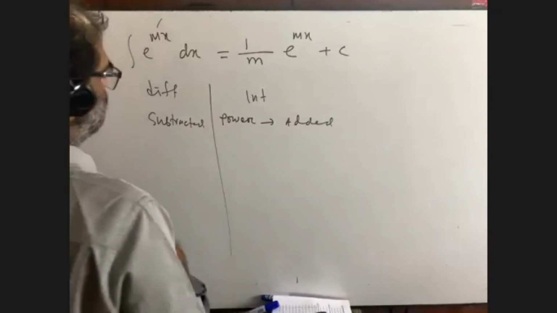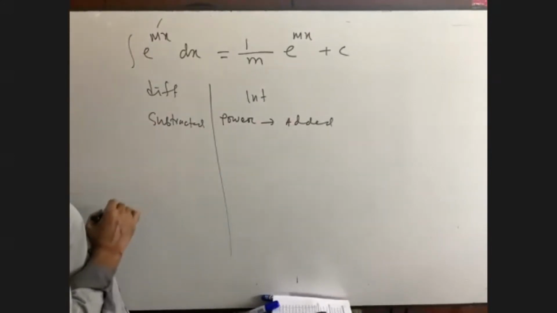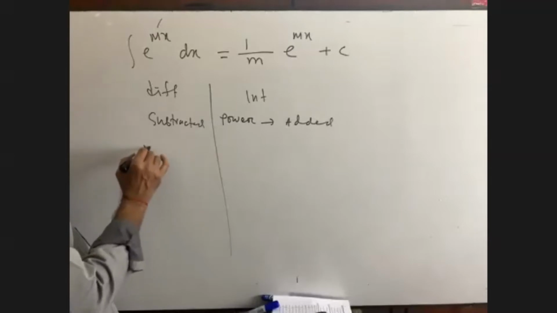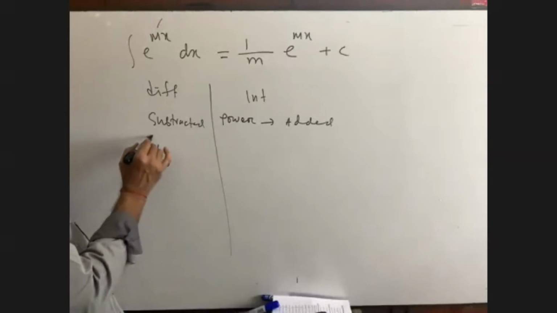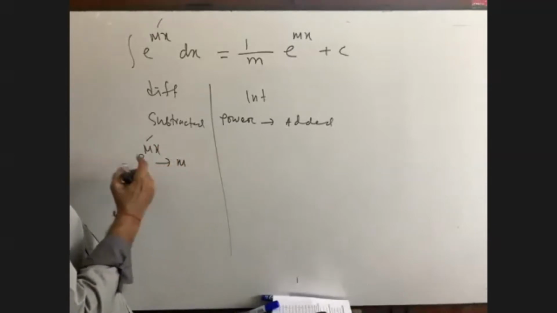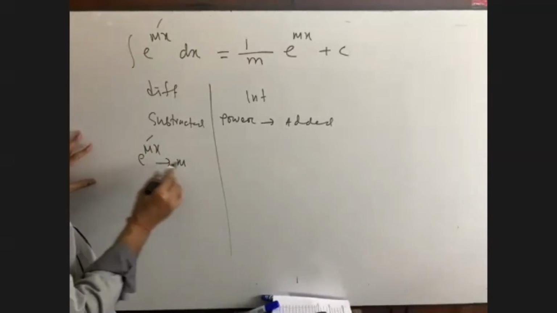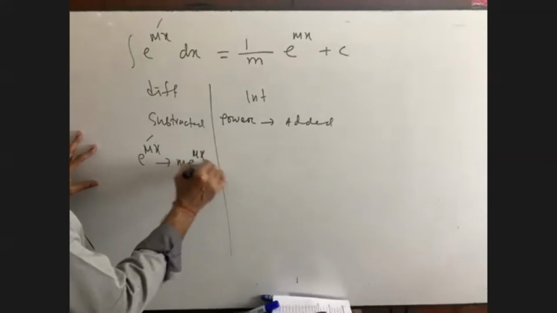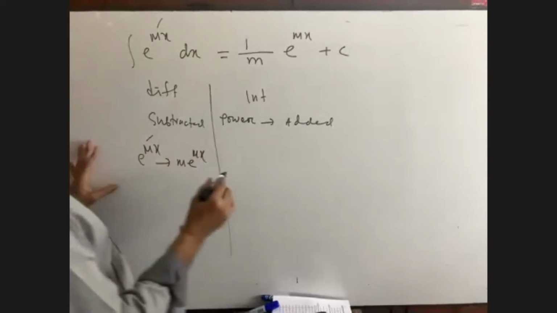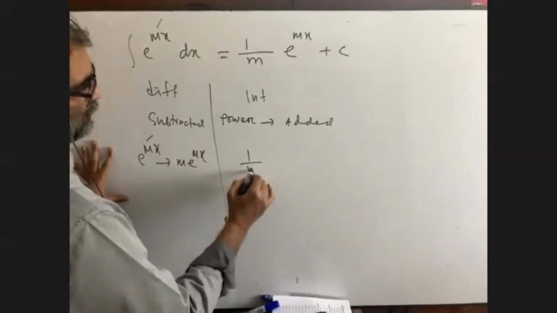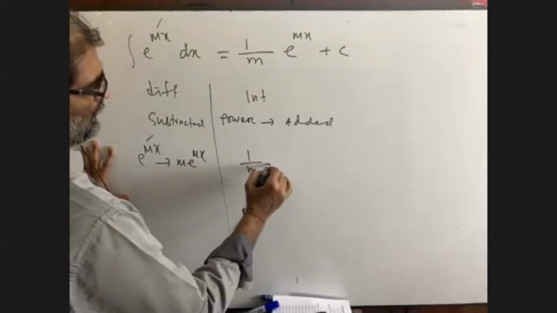In differentiation, we are getting multiplication. Suppose e to the power mx. Here this m is written in the form of multiplication, that is m e to the power mx. But in integration, it is written like this, division, not multiplication. I think you have got me.